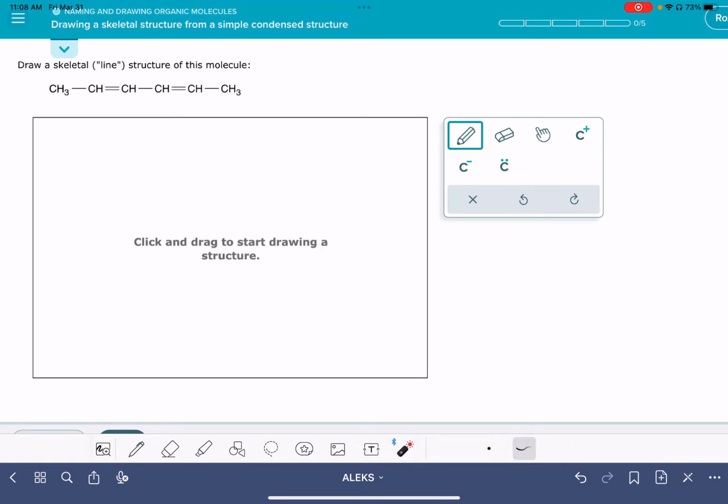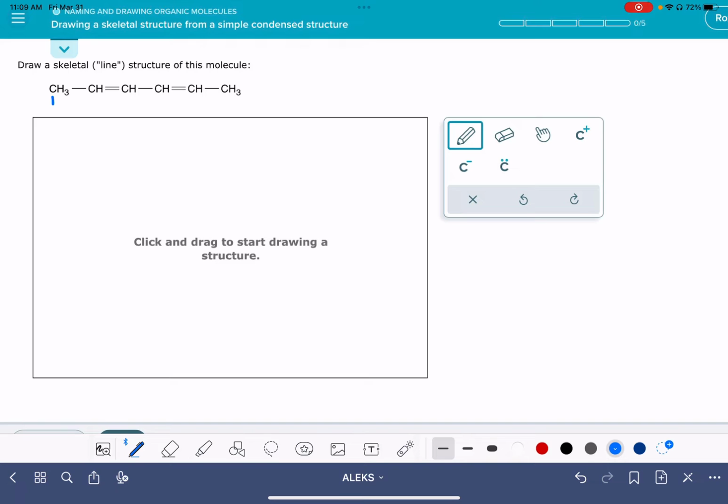In this video, we're going to work on the ALEKS problem called drawing a skeletal structure from a simple condensed structure. This problem is going to give us a condensed structure and it wants us to represent that molecule in skeletal or line structure notation. So to do this, as you know, we are not going to draw any of the carbon atoms. We're not going to show any hydrogen atoms that have been bonded to carbons. We're just going to use straight lines to represent carbon-carbon bonds.